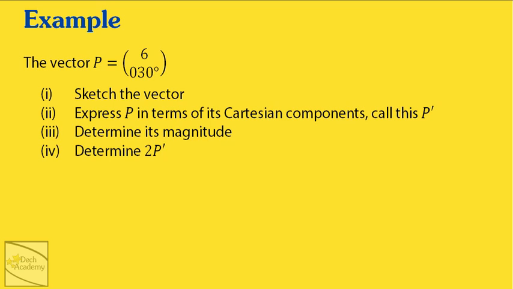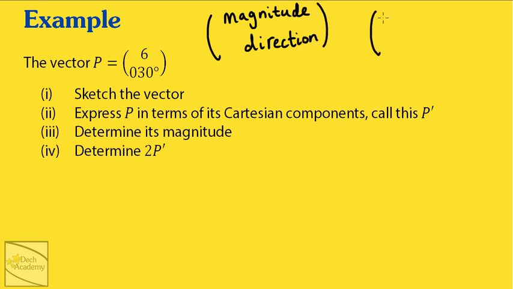So in this example, we're given the vector P, which is 6, 0, 30 degrees. Now, because the vector is given in this format where there's an angle, you know that this is the magnitude and direction format, as opposed to the other one where you're given a vector and the first component is the x component and the second component is the y component. Here we're being given the magnitude and direction of the vector.